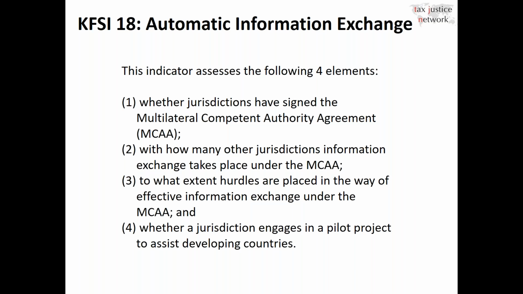The third one is to what extent the jurisdiction has placed hurdles in the way of effective information exchange under the MCAA. So we refer here, for example, to whether the jurisdiction postponed automatic exchange with specific co-signatories of the MCAA to 2019, or imposed conditions to engage in automatic exchange beyond those required by the MCAA. So for example, amnesty programs, and whether it chose to be listed under the MCAA Annex A to prevent receiving information.